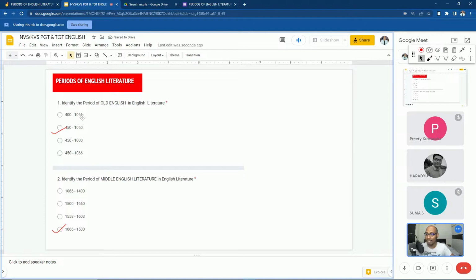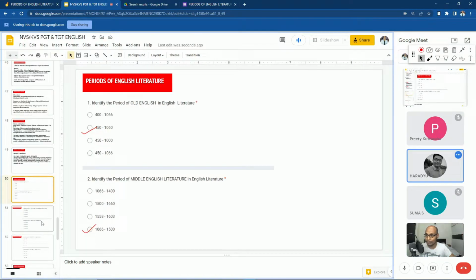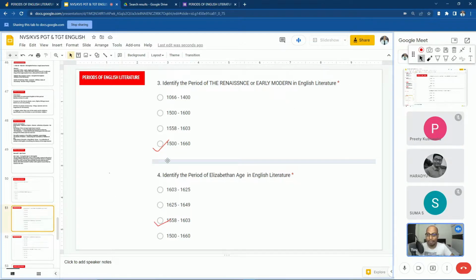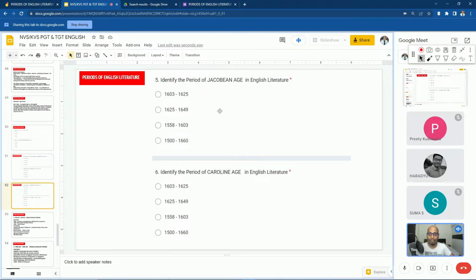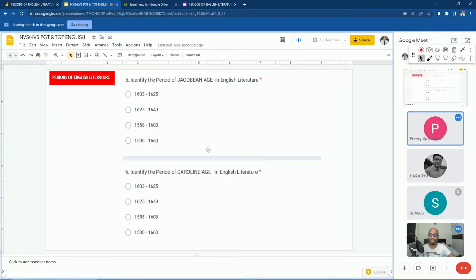We'll go back again. Read the questions. The Old English age is 450 to 1066, correct? Then Middle English literature is 1066 to 1500. Then Renaissance is 1500 to 1660. Then the Elizabethan age is 1558 to 1603. Yes. Next set of questions. Question number 5. Identify the period of the Jacobean age in English literature.